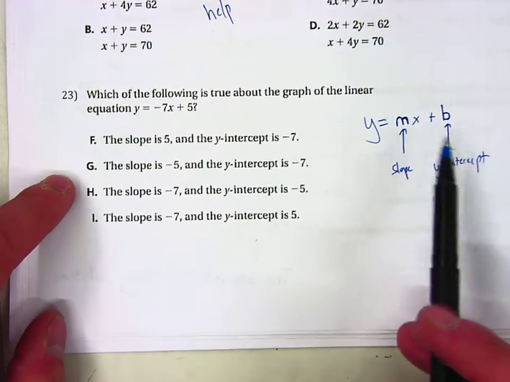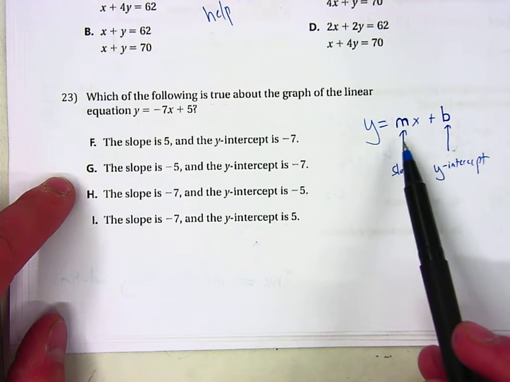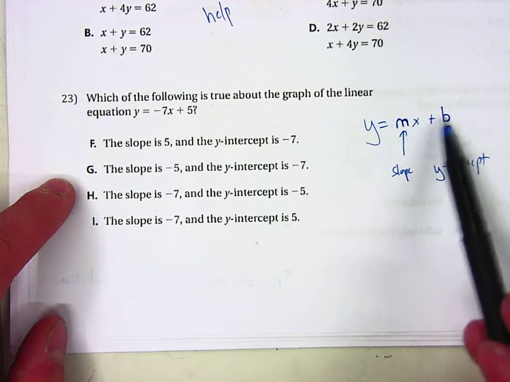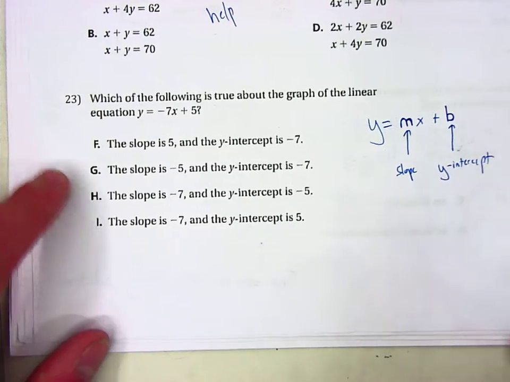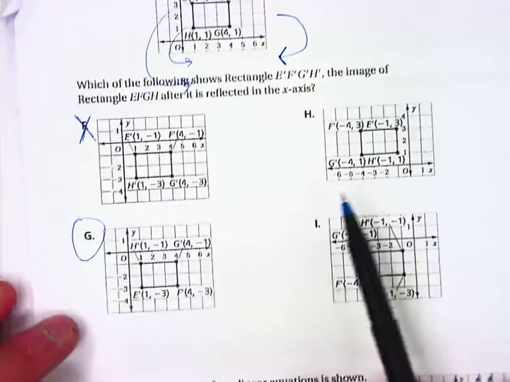23, you want mx plus b. So looking at this model, the number in front of the x is the slope. The number without the x is your y-intercept. Okay. I'll let you select the best answer given that information. Let's go a little further here.